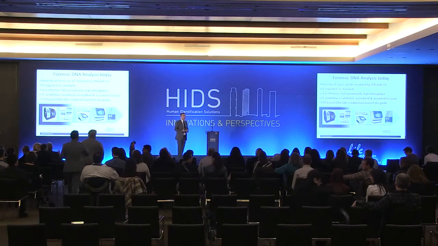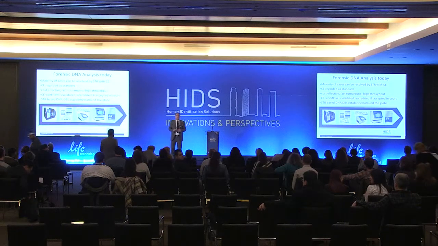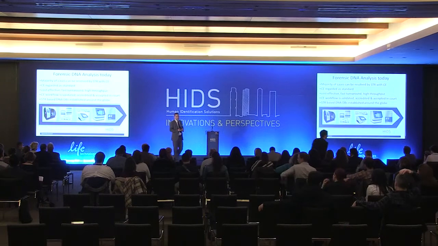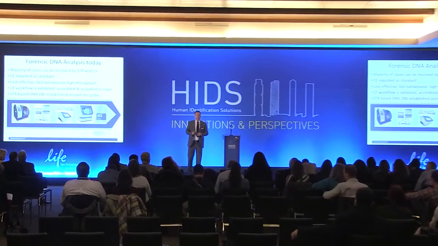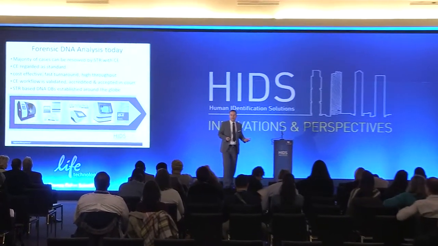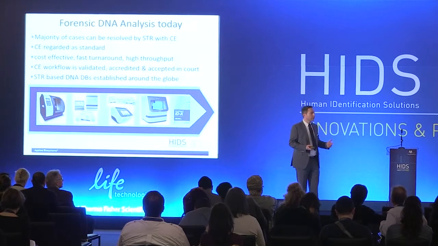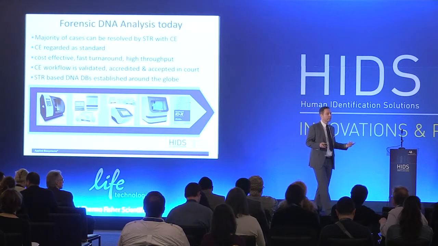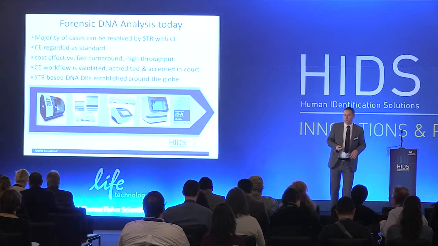If you look at forensic DNA analysis today, this is something you're very familiar with. Currently, it's an STR-based analysis in most of the cases, with CE, capillary electrophoresis, regarded as the standard. This is cost-effective, fast turnaround, high throughput, and gives you a profile in the majority of cases. And of course, it has helped to establish DNA databases based on STR profiles around the world.